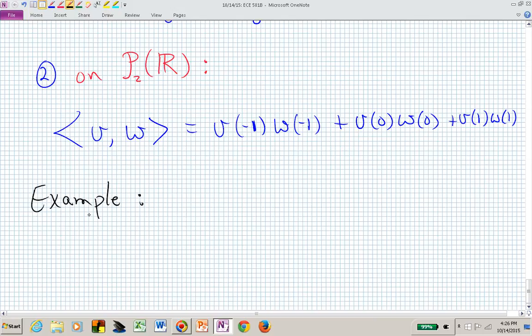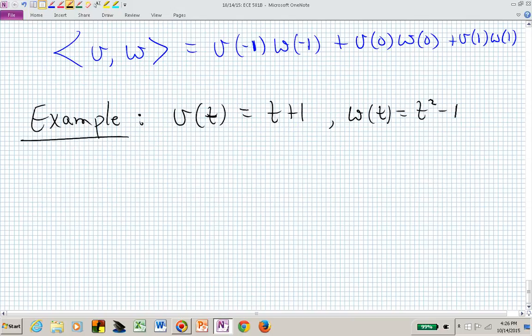Suppose that we now start with a v, and I'm going to have my argument as t, v of t is t plus 1, and suppose that w of t is t squared minus 1. So v and w belong to P sub 2, and I'm assuming I'm dealing with the reals. Let's now look at this second inner product for those particular vectors, v and w.